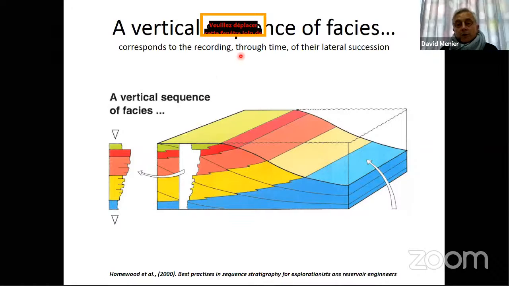So you can reconstruct that, and all the surfaces, the limits that you have between the red and the yellow, or the yellow and the blue, this line is not a time surface. This oblique line, this is the time surface. This one is only the separation between two types of sedimentary facies. Be careful with that. This is the limit of two strata, but this unconformity doesn't correspond to the time scale. The time scale is this one. Okay.